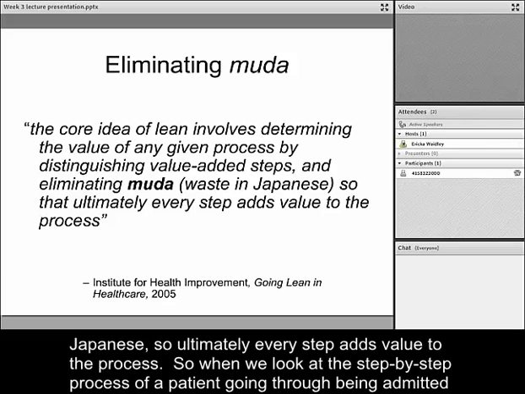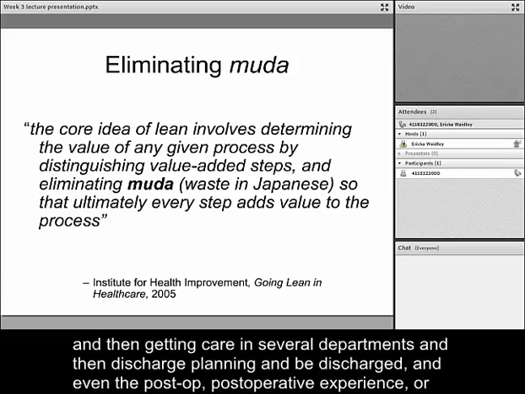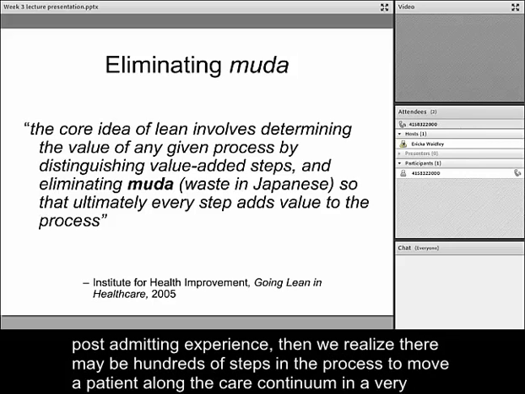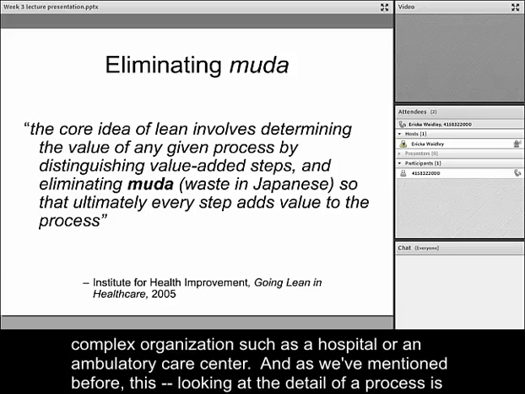So when we look at the step-by-step process of a patient going through being admitted and then getting care in several departments and then discharge planning and being discharged, and even the post-operative experience or post-admitting experience, then we realize that there may be hundreds of steps in the process to move a patient along the care continuum in a very complex organization, such as a hospital or an ambulatory care center.